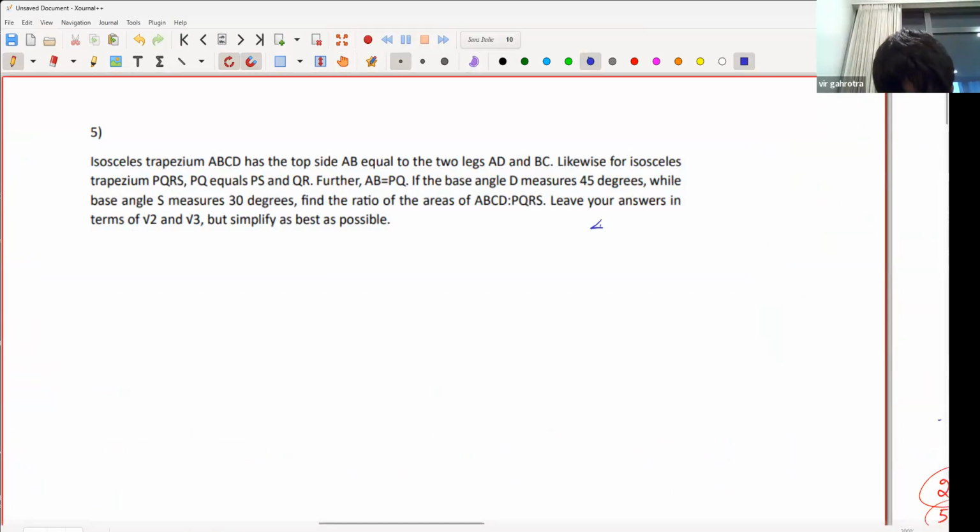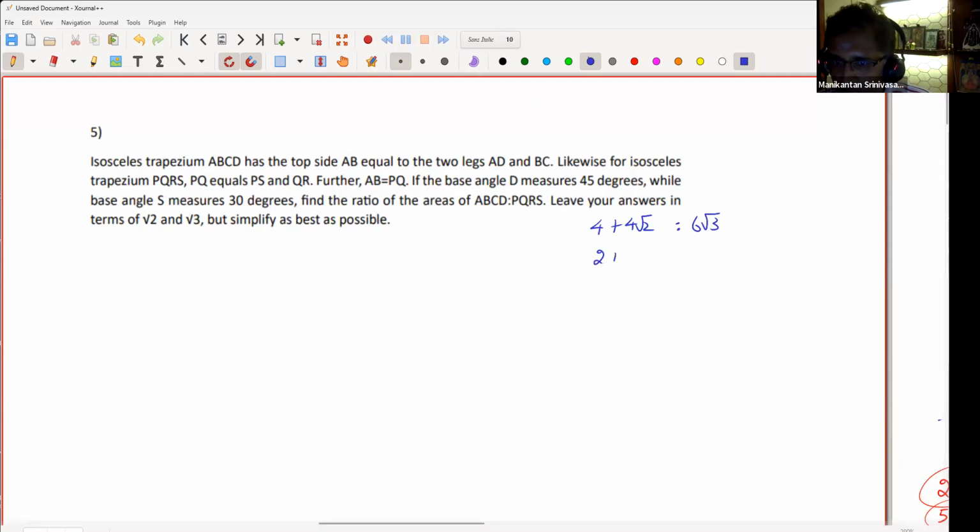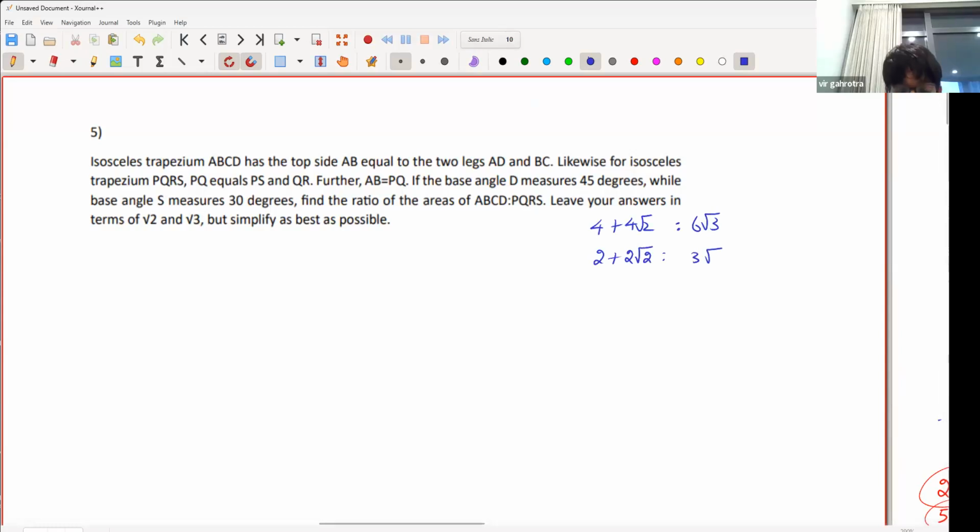4 plus 4 root 2 is to 6 root 3. Okay, like this. If at all this is the answer, I would have expected you to simplify one more step, right? I can divide throughout by 2 and say 2 plus 2 root 2 is to 3 root 3. Yes, sir. Okay, I'll block this and keep it as your answer.